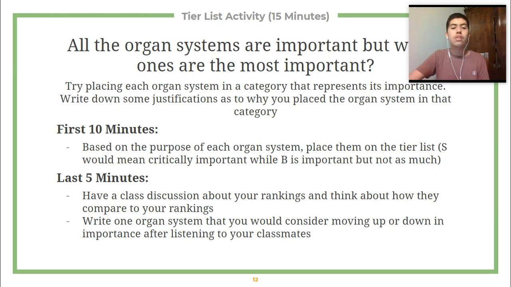So for the first 10 minutes, based on the purpose of each organ system, place them on the tier list. So S would mean critically important, while B is important, but not as much. And then for the last 5 minutes, have a class discussion about your rankings and think about how they compare to your classmates' rankings. So if someone said, hey, I believe that the respiratory and the nervous system are critically important, well, you said, oh, I think the endocrine and the muscular system are the most important. You want to listen to other people's perspectives and write down one organ system that you would consider moving either up or down in importance after listening to your classmates.